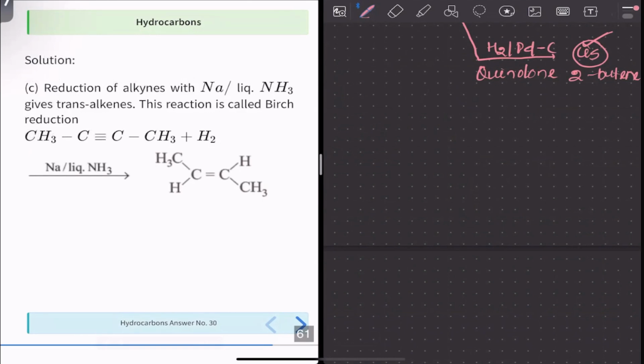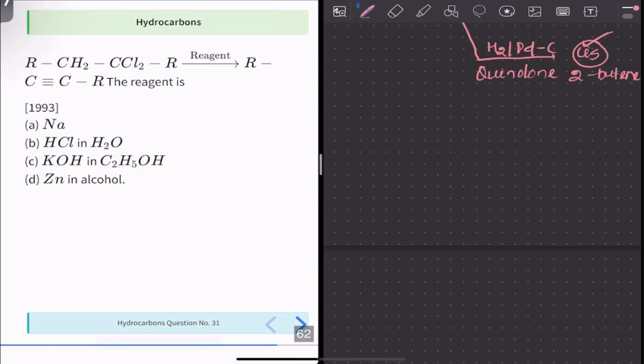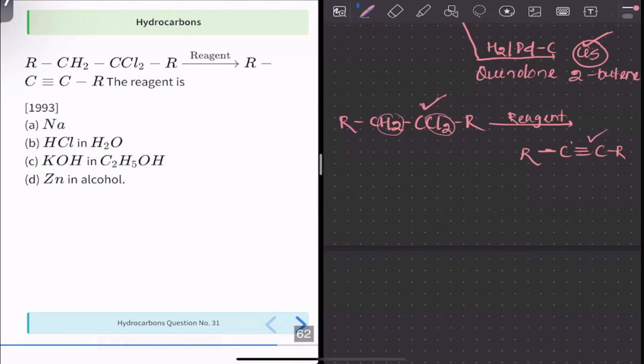Question number 31. RCH2CCl2R. So we have to write the reaction chain: RCH2CCl2R, reagent, gives RC triple bond CR. Okay. So the hydrogen and chlorine atoms are removed from this molecule to form this. This is a dehydrohalogenation reaction.